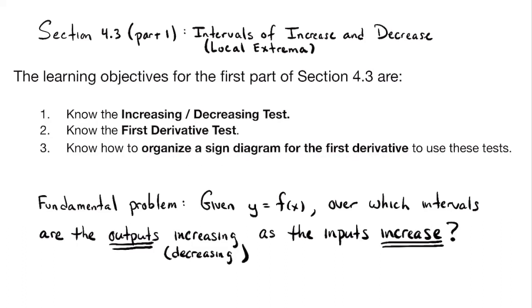So you can see I've got the fundamental problem written there. I just want to emphasize that we're always asking what the outputs are doing, getting bigger or getting smaller, but we always ask it as the inputs increase. So it's very important to keep in mind that we're reading the graph left to right along the x-axis. The inputs are along the x-axis and they increase as it moves from the left to the right. So we're asking the question, what are the y values doing? The outputs on this curve, are they getting bigger or are they getting smaller? But it's always as the inputs get bigger.